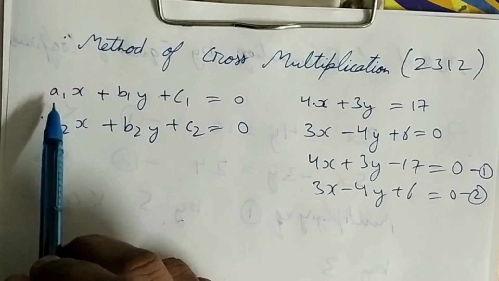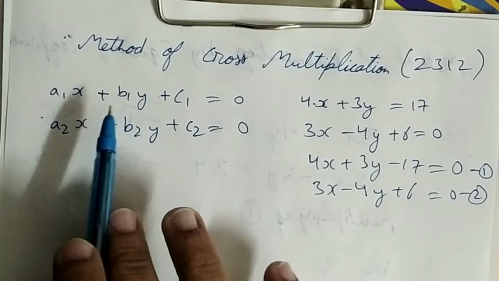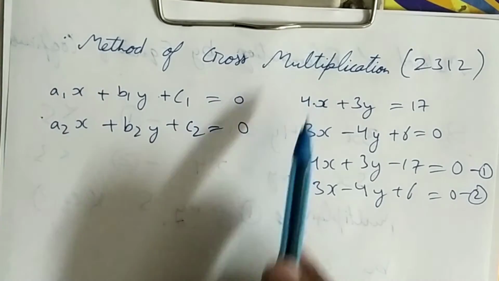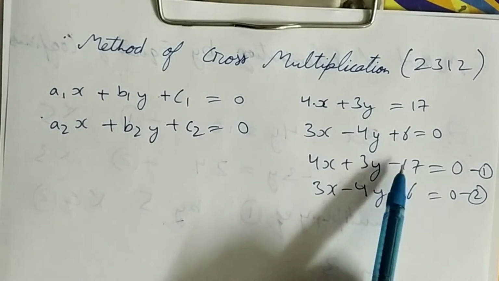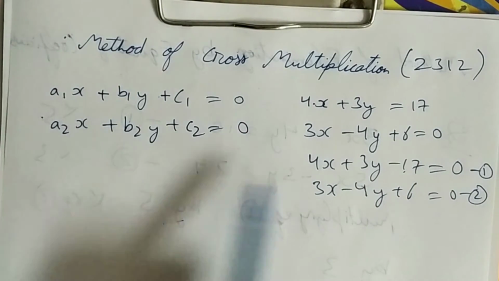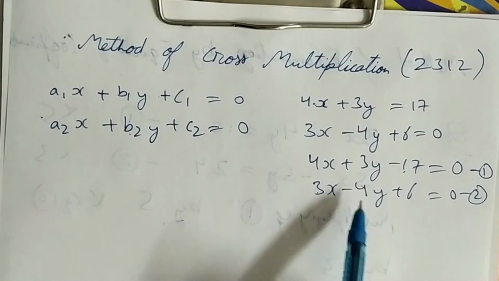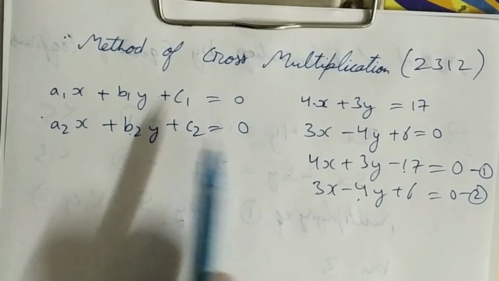So now if we look at this reference equation, here a1 is 4, b1 is 3, c1 is minus 17, a2 is 3, b2 is minus 4, and c2 is 6.